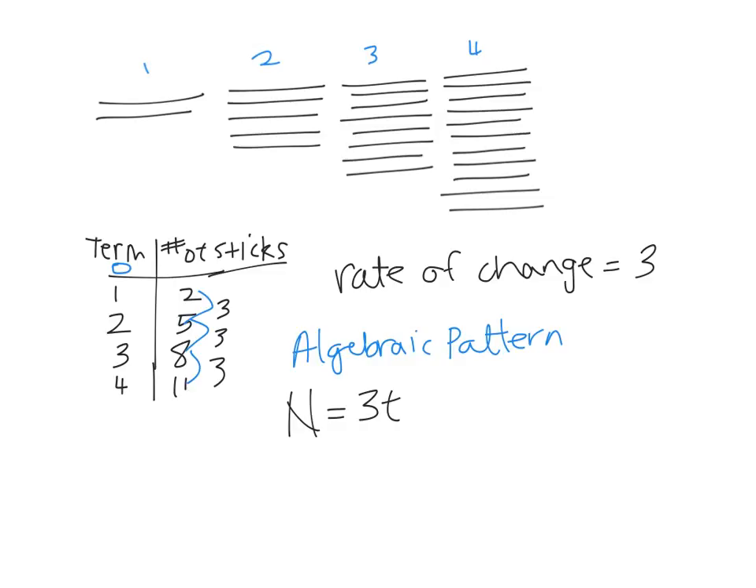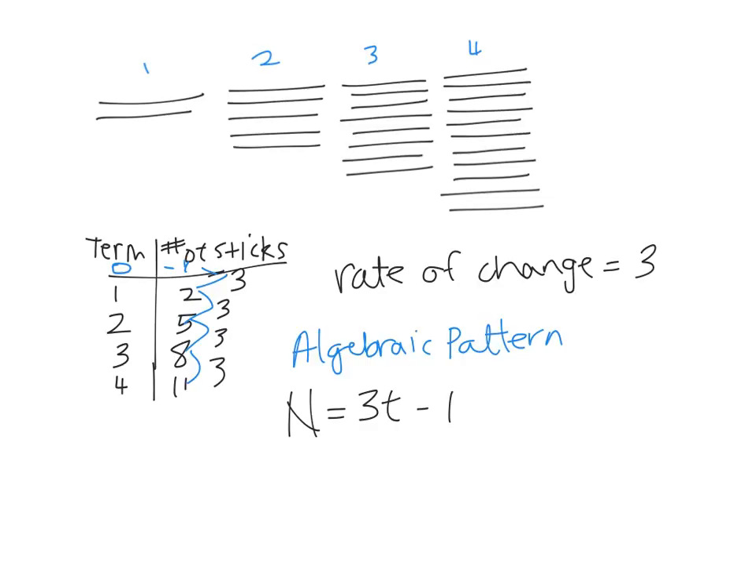Well, remember the pattern is going up by 3. So if the pattern's going up by 3, I'd have to go 3 down from 2. That would give me -1. And that would tell me the y-intercept is -1. And the equation, therefore, is 3t minus 1.